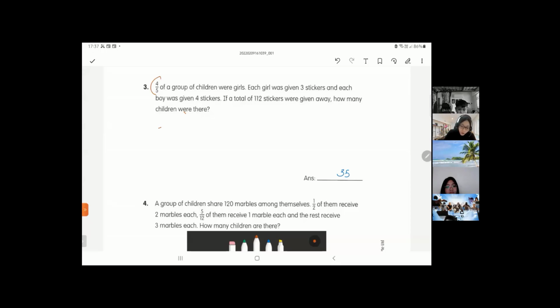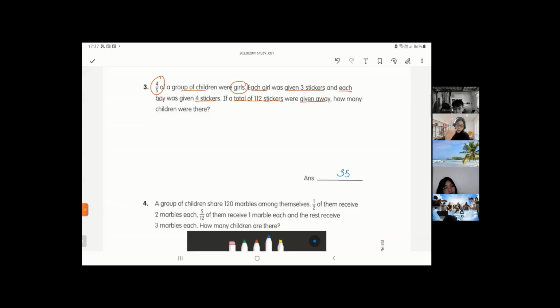4/5 of a group of children were girls. Each girl was given 3 stickers and each boy was given 4 stickers. All right. Now, if a total of 112 stickers were given away, how many children were there? So you're supposed to find the number of children based on the number of stickers that were given away.